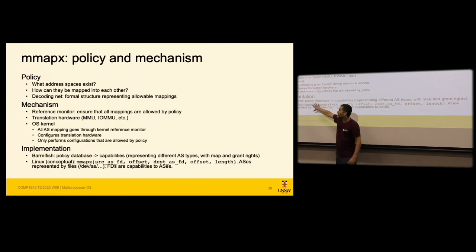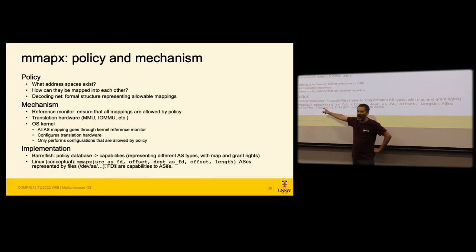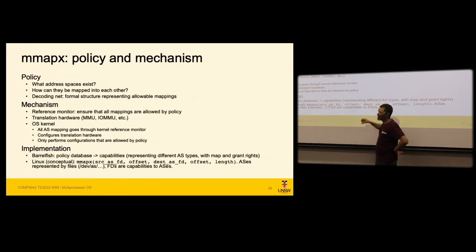They have a conceptual model for how you can do this in Linux as well. The idea being that there's a system call, rather than mmap, it's mmapx, where you specify a source address space and a destination address space. So you're saying, I want to map some chunk of a source address space, that could be your physical address space, into a destination address space. That might be your process's virtual address space. So you ask the kernel to do that, and it either allows it or not.